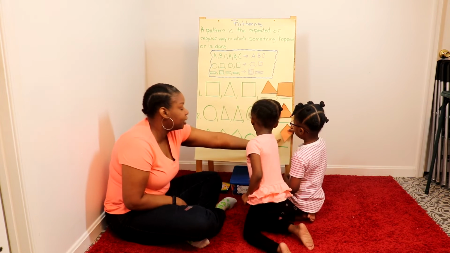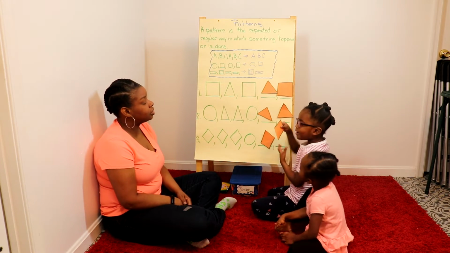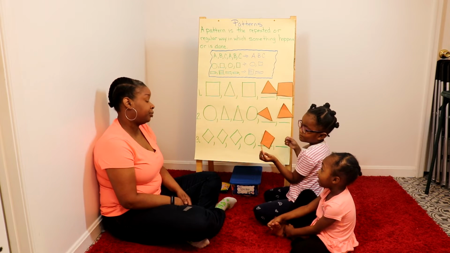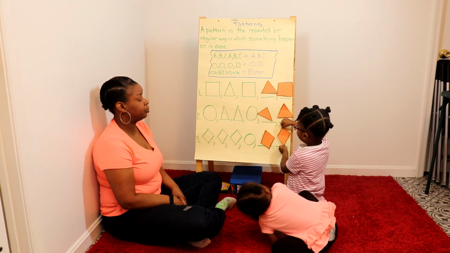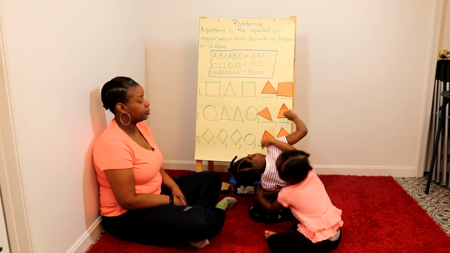Next, so are we gonna do this? I thought when it was like this, I thought it was a trapezoid. But it looks like this is a diamond. Okay, so put it up there. My trapezoid. But if you put your head like that, it's a little trapezoid.